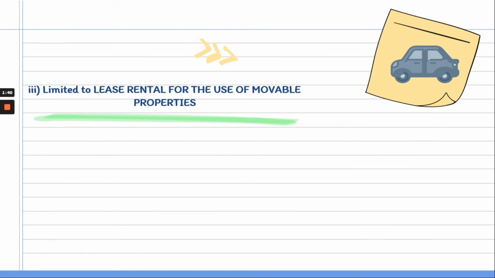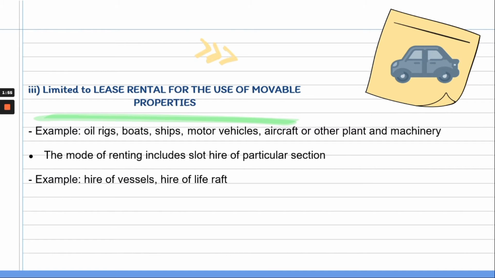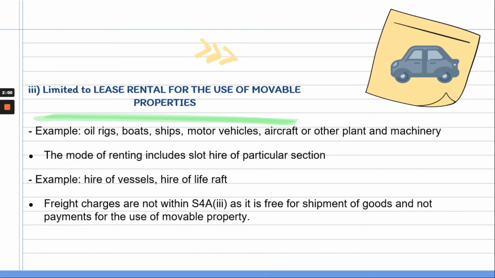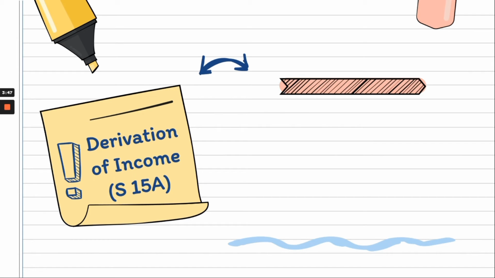Section 4A3 is about lease rental limited to the use of movable property. For example, oil rigs, boats, ships, motor vehicles, aircraft, or other plant and machinery. The mode of renting includes slot hire of a particular section, for example, hire of vessels, hire of life raft. Freight charges are not within section 4A3 as it is a fee for shipment of goods and not payment for the use of movable property.